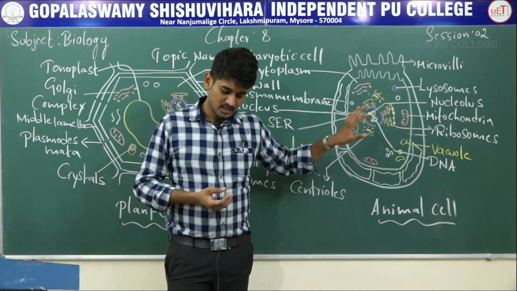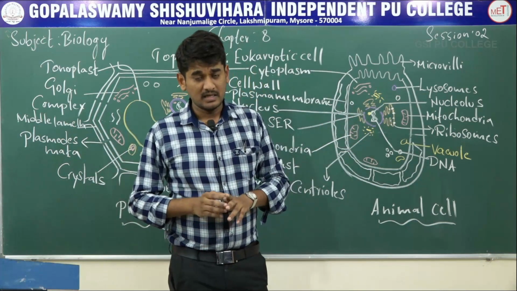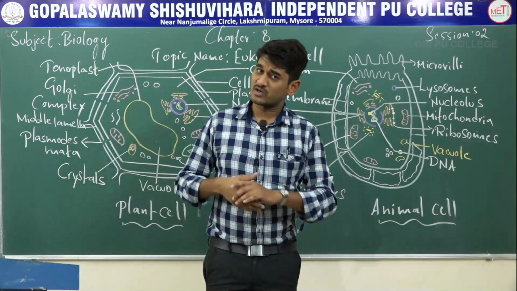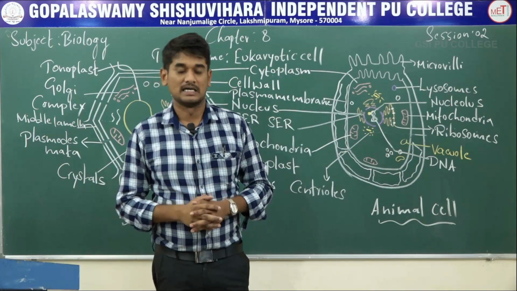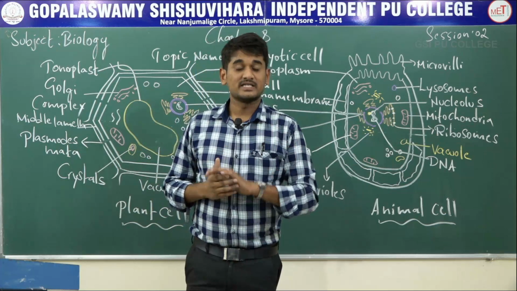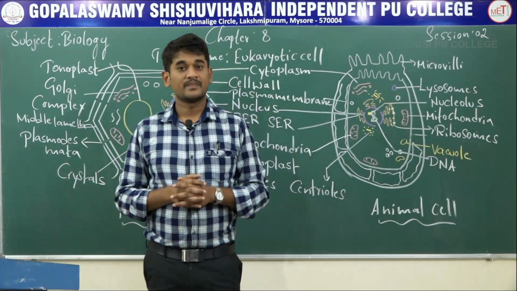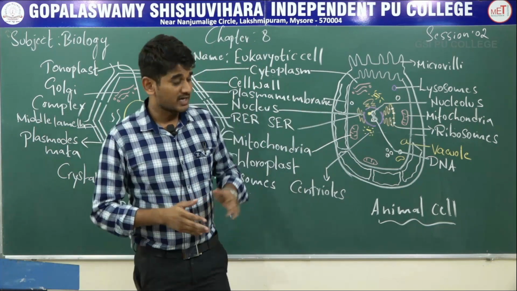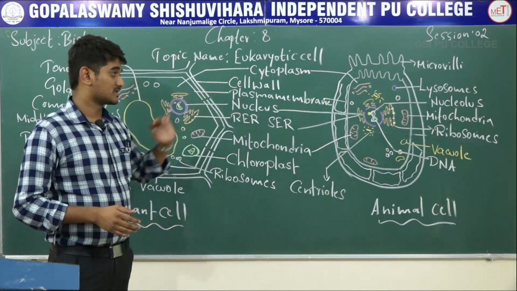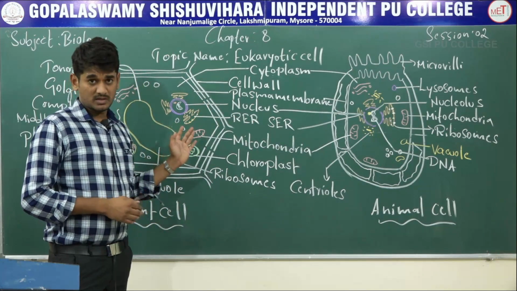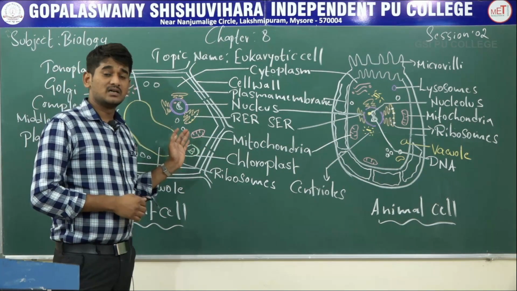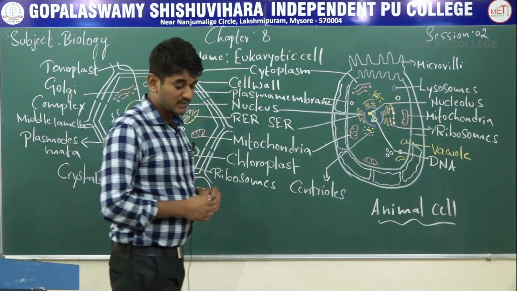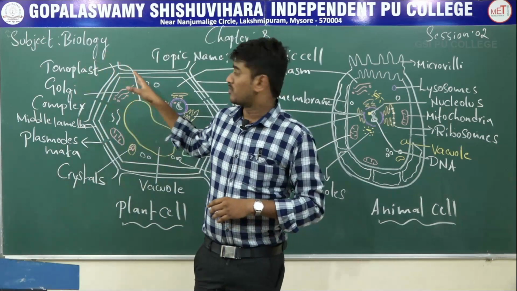Dear students, I spoke about the eukaryotic cell, but all eukaryotic cells are not identical. There are some little differences between cells. For example, we can observe here a plant cell and an animal cell, and we can observe some differences between them. Before listing the differences, let's know about the plant cell.